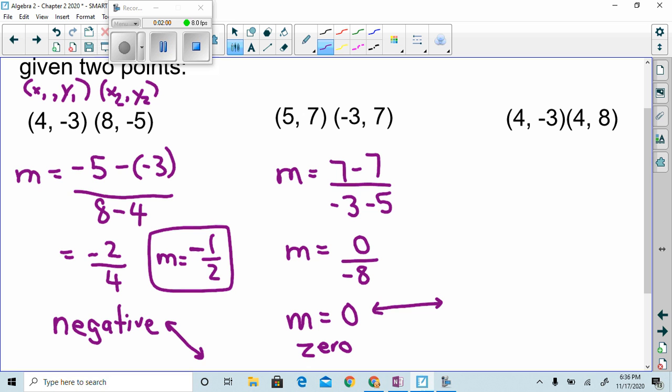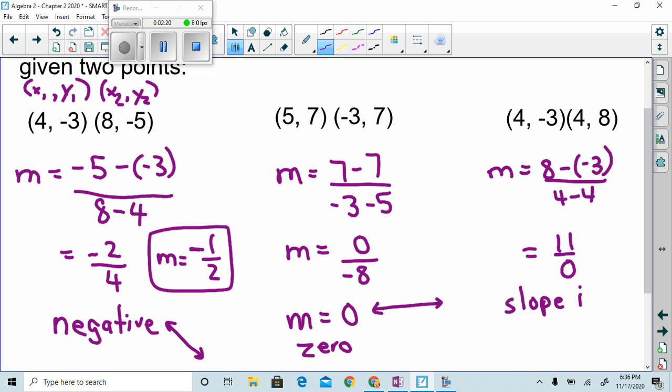Third problem, m is equal to 8 minus negative 3 over 4 minus 4. Simplify, add the opposite. I have 11 over 0, and we know that the slope is undefined. You need to write undefined, not 0, so I know that you know the difference. And this would be a vertical line.